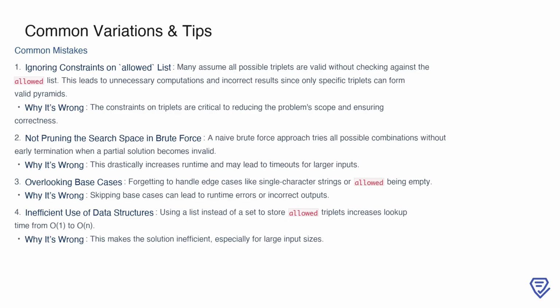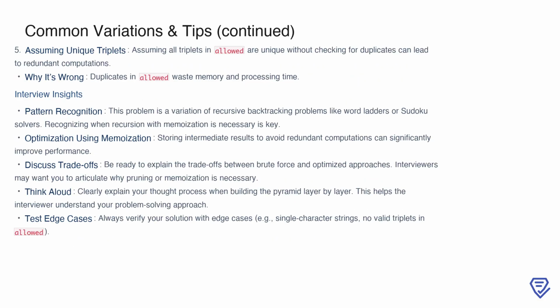Lastly, the choice of data structure for the allowed triplets matters. Using a list for this purpose is inefficient, as the lookup time is O(n). A set, on the other hand, allows for constant time lookups, making the solution far more efficient, especially when the input size grows. Some additional pitfalls include assuming that all triplets in the allowed list are unique. While this might seem harmless, failing to check for duplicates can lead to redundant computations, wasting both memory and processing time.